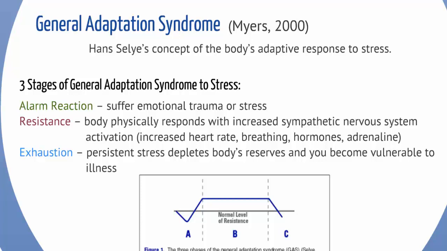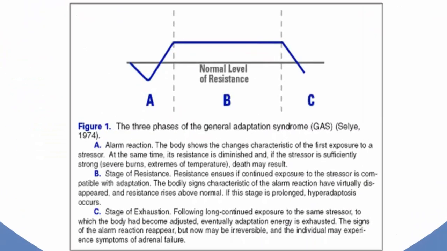And then finally, after a time, we get to the exhaustion point, where the persistent stress depletes the body's reserves, and this is where you become vulnerable to illness. And this is why chronic stress has a really negative impact on our health.